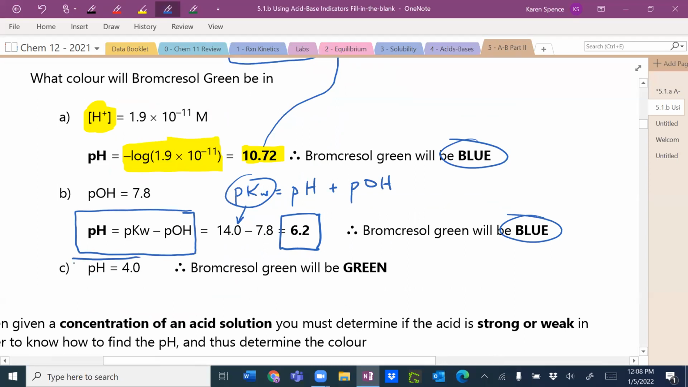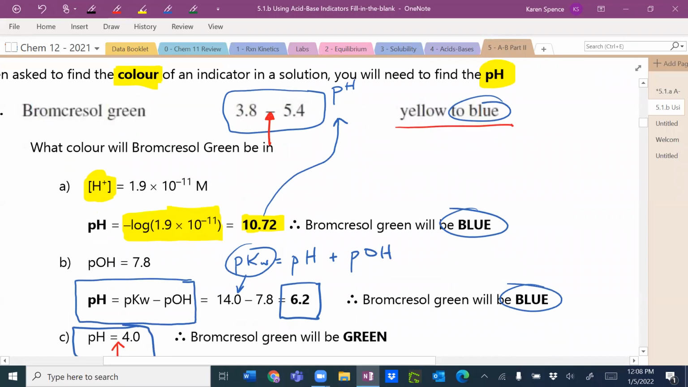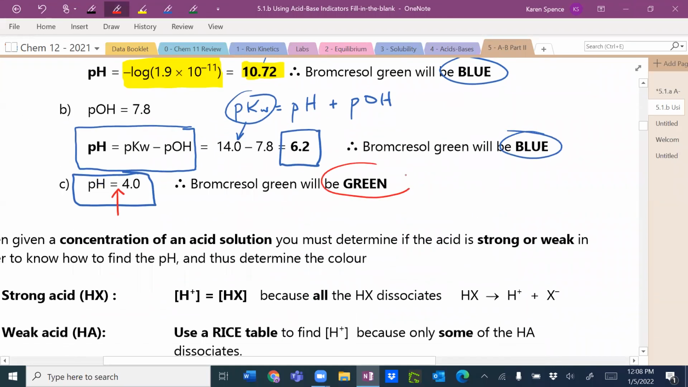But here, look, we don't have to calculate anything. We have a pH of 4, and pH of 4 slots into the middle here. And what color will it be at pH 4? Well, you're going to have a mixture of the yellow and the blue, so it is going to be green.